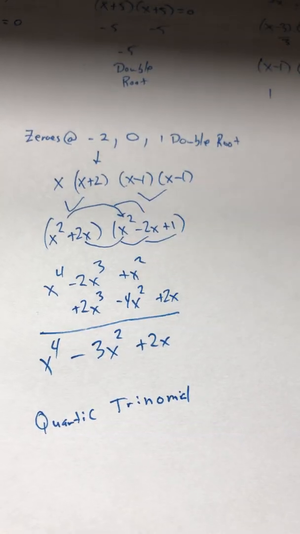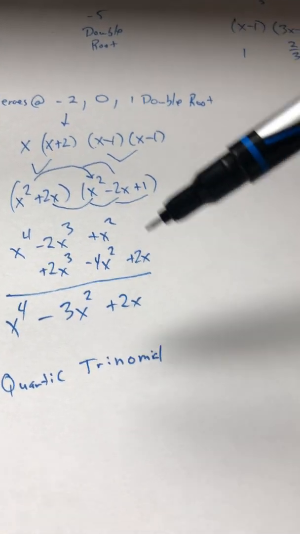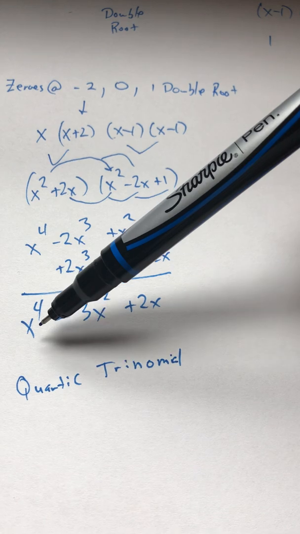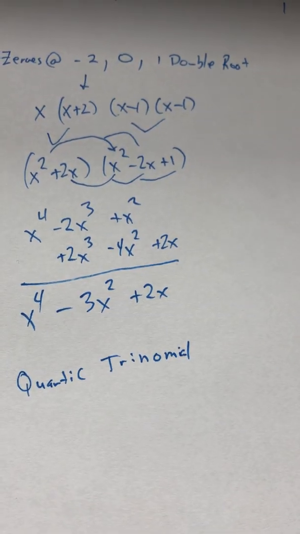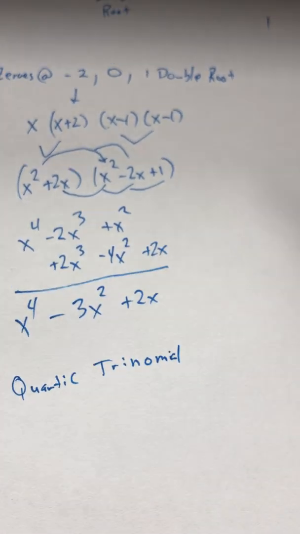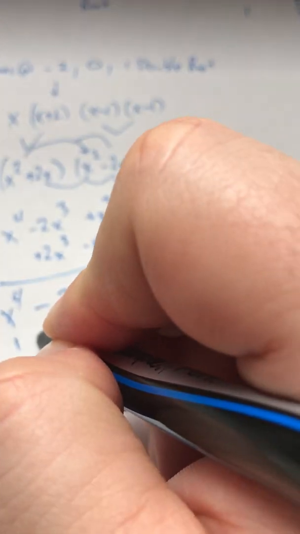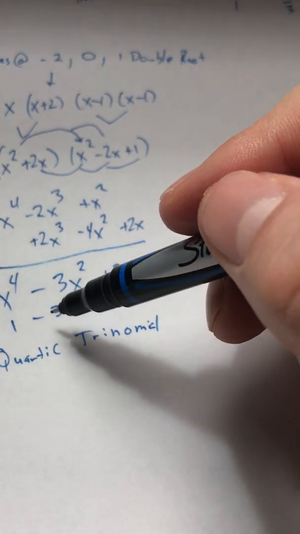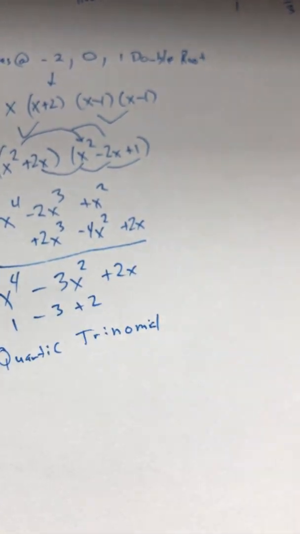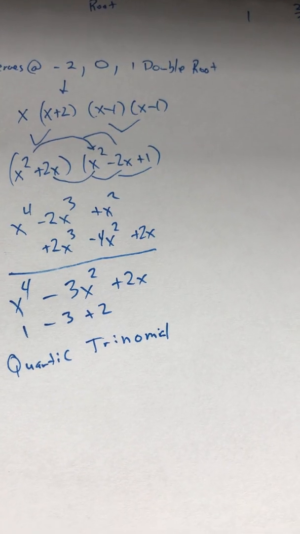And then same thing back to this one. If I want to check my answer, well, 0 is easy. If I plug 0 in, obviously these all have an x with it. So 0 minus 0 plus 0, it's going to be 0. If I plug in 1, now I would have 1 minus 3 plus 2. Well, 1 minus 3 is a negative 2. Negative 2 plus 2, it does equal 0, so it checks.